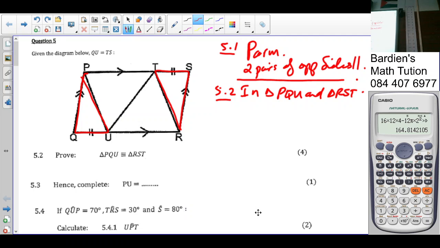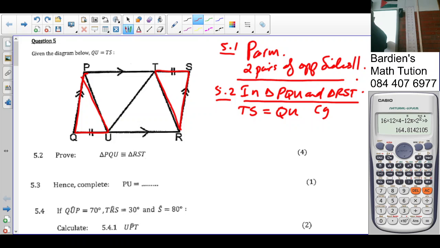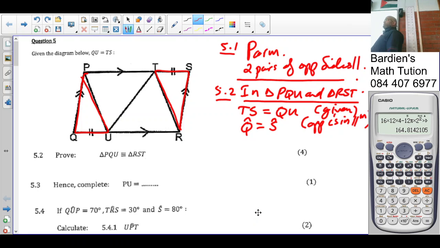Right. So what can we say about the two triangles? TS is equal to QU. Why? Given. What else can we say? Angle Q is equal to angle S. Opposite angles in a parallelogram are equal. Okay, equal.